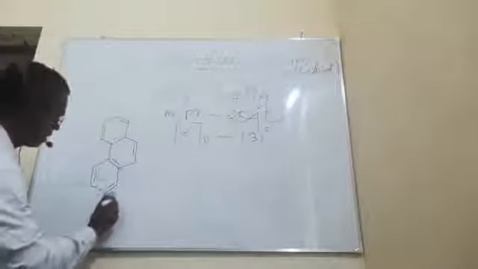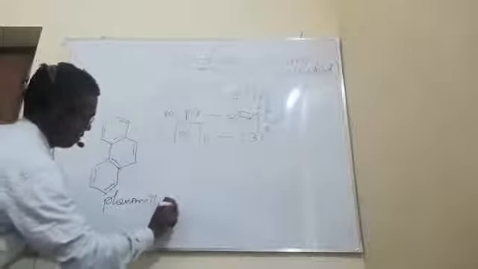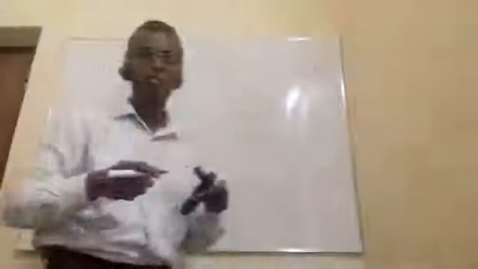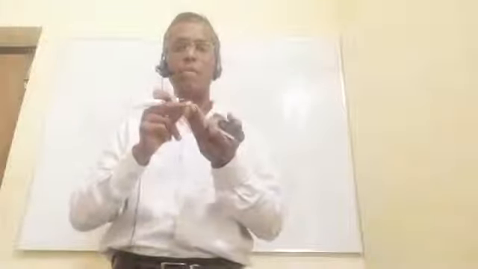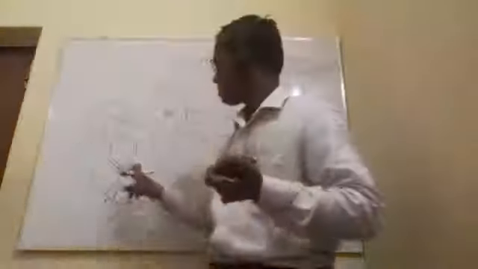This is your phenanthrene. This particular nucleus you can see in all these three different opium alkaloids. Morphine, codeine and thebaine are all made up of the phenanthrene nucleus. This is your phenanthrene.